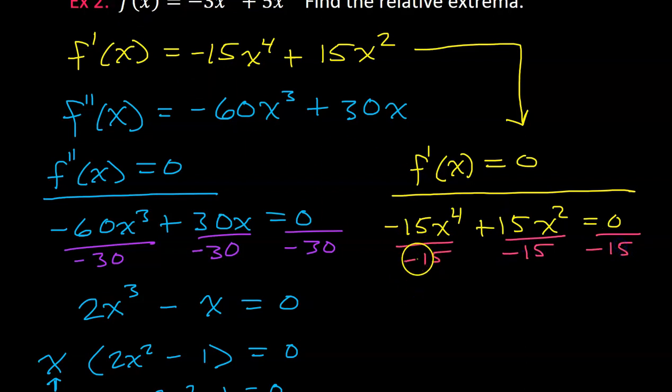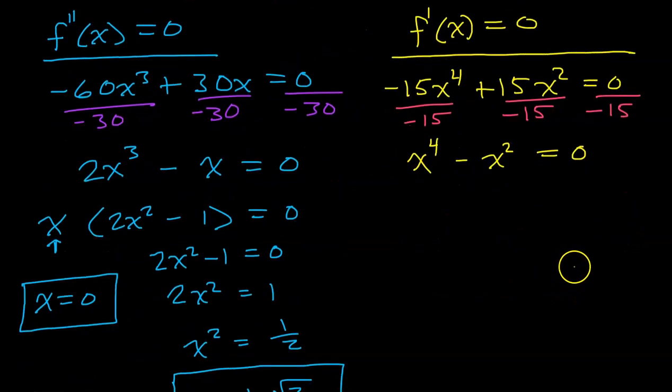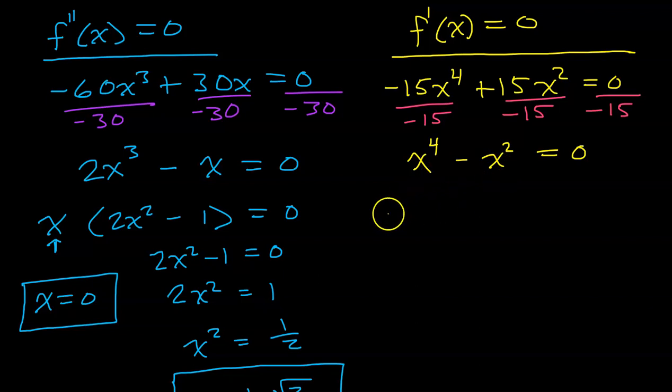And I like the leading coefficient to be positive. That's why I picked negative 15. So that's going to leave me with x to the 4th power minus x squared is equal to 0. So we have a common factor of x squared. So let's go ahead and pull that out in front. So that'll leave x squared minus 1.